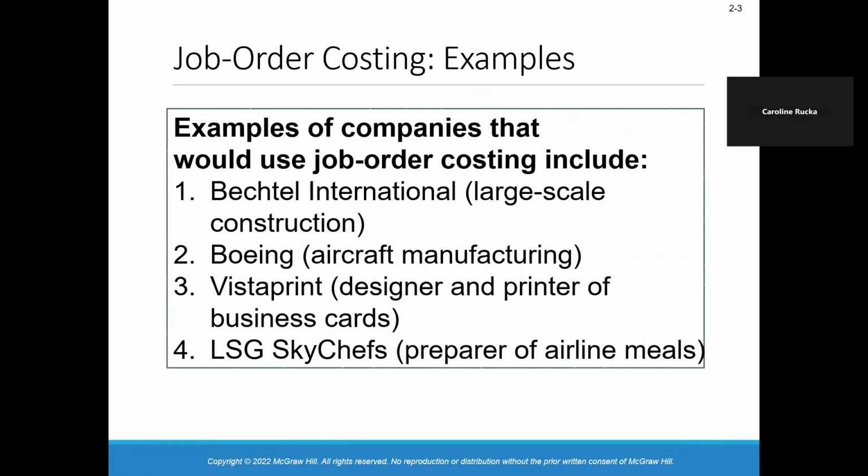All right. So some examples of this would be like construction, manufacturing on large items like yachts or airplanes. And then something that we might have all actually used, Vistaprint, that is a company that makes business cards because each batch is unique with your information on it. It is made to order.